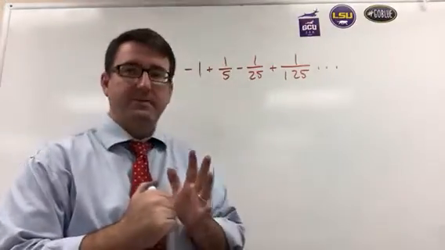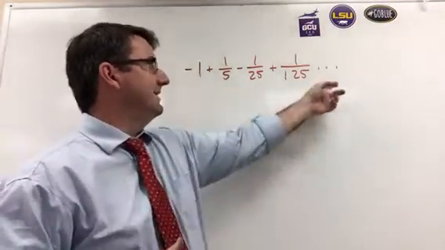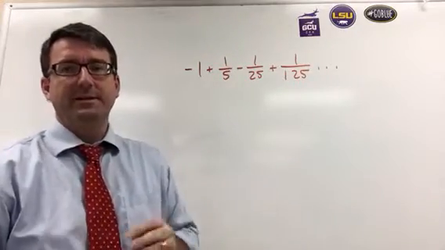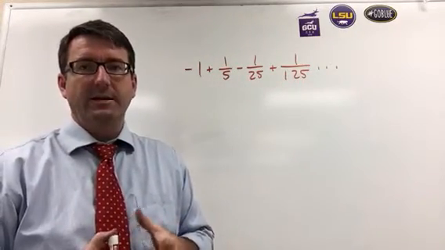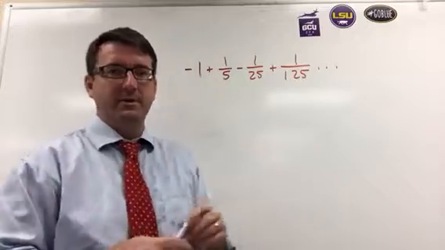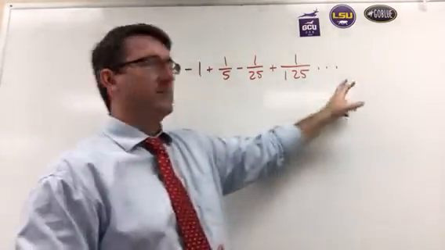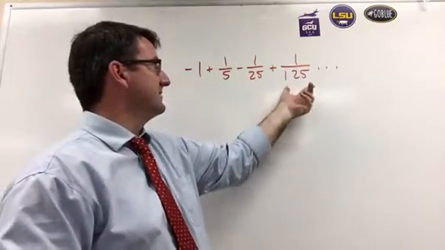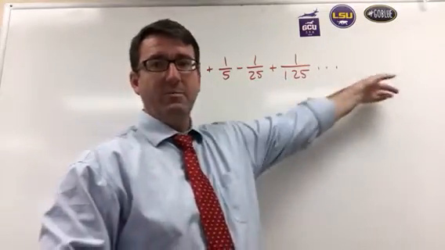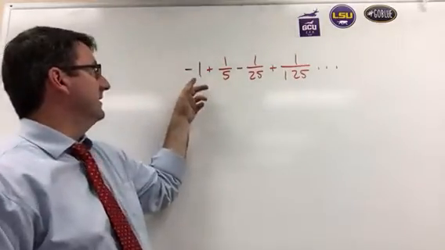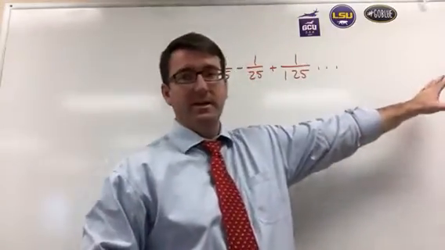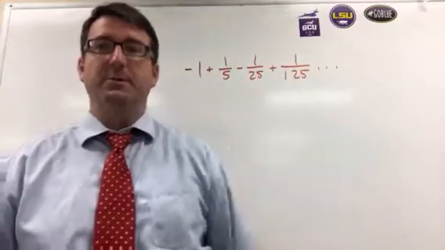All right, number 7 asks us to evaluate this infinite geometric series. And so what we mean by evaluate a geometric series, or an infinite series, is we want to add all these numbers together. Now notice that these numbers don't stop here, they keep going. So we'd continue adding these terms to infinity.